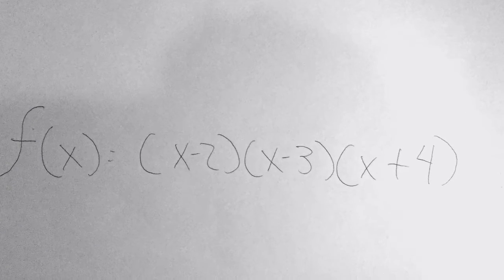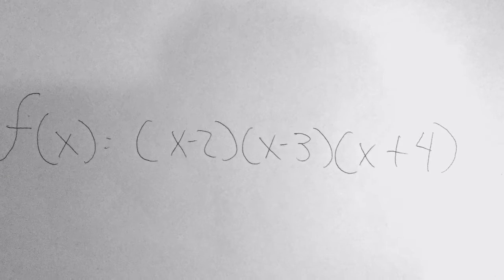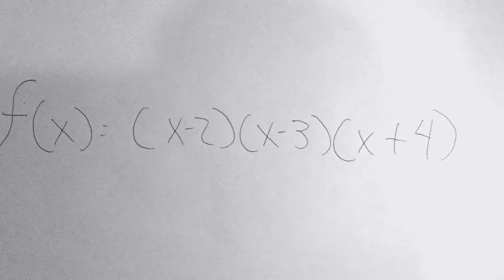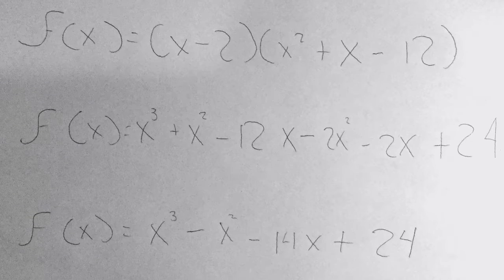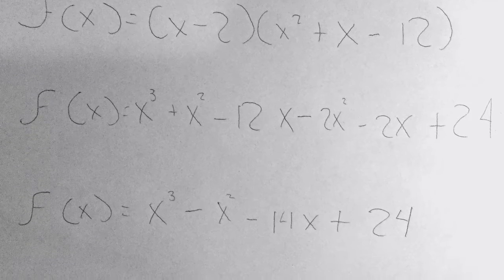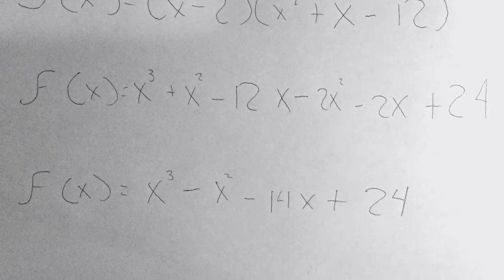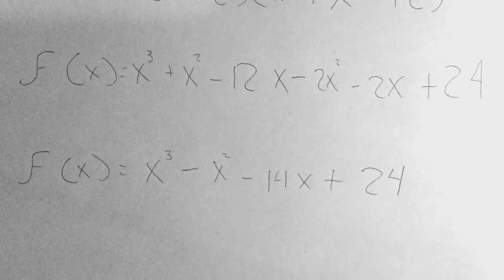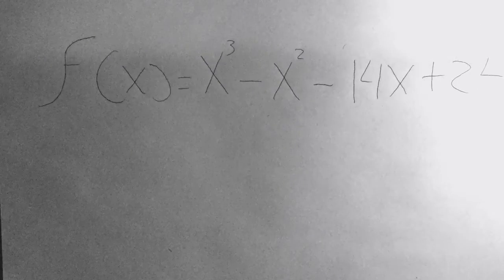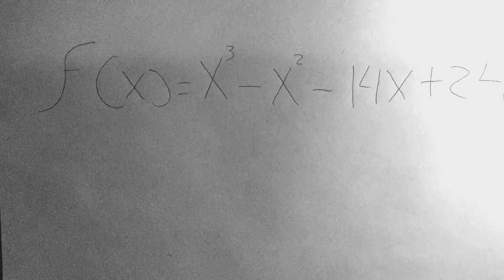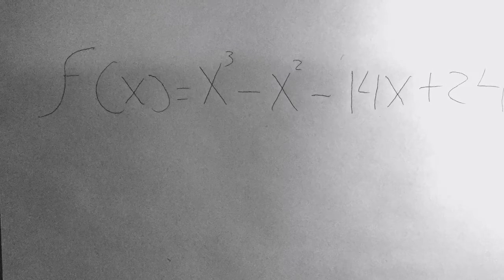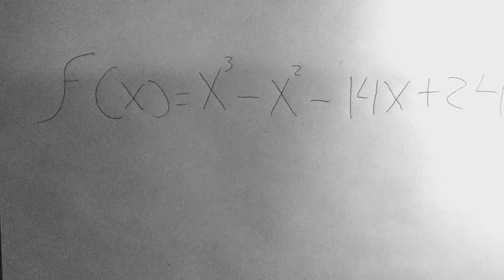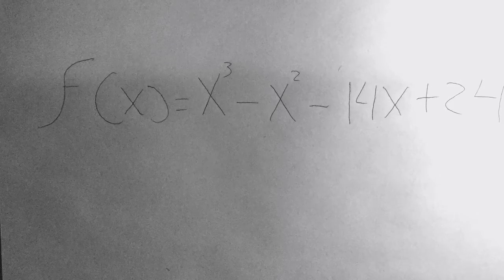Next step is to express the factors as a function. And now you need to multiply the factors and simplify, as we did here. And now we have the result. The polynomial function whose roots are 2, 3, and minus 4 is the next one.